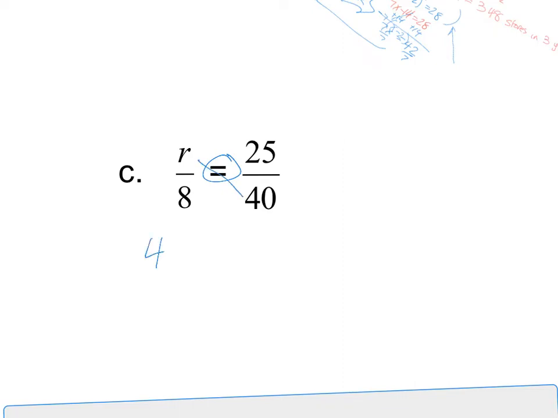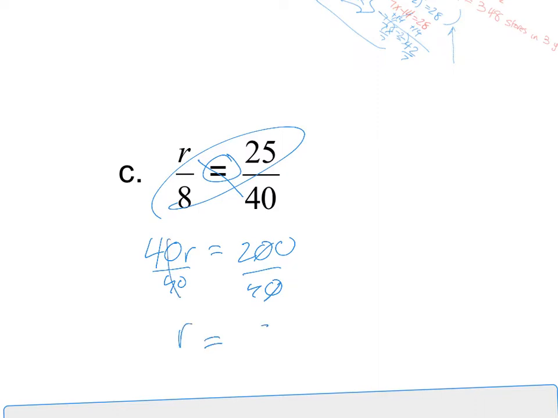40 times r is equal to 8 times 25, which is 200. Divide by 40 on both sides, and you get that r is equal to 5.